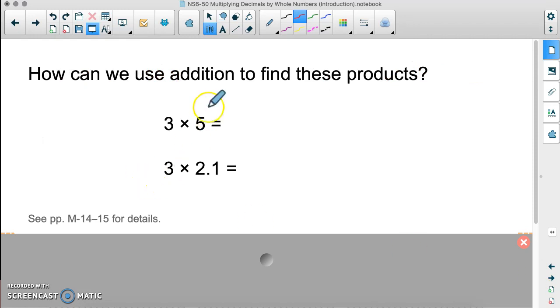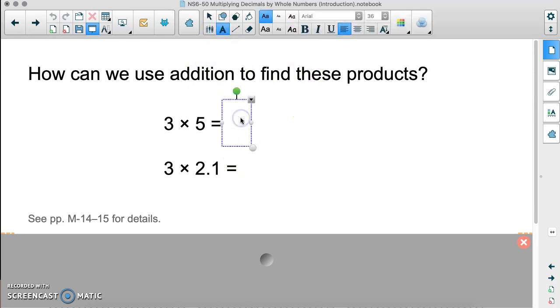So we can use addition to find these products. How can we use addition to find these products? So if I have 3 times 5, what can I do to solve that using addition? Well, it's the same as saying 5 plus 5 plus 5.